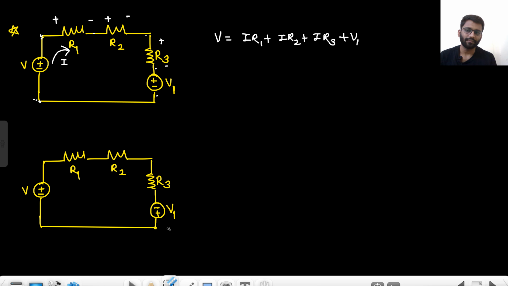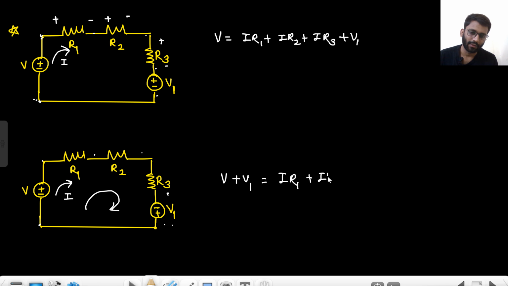Now in this question, let's start from here. V is positive. Now let me draw the direction. This is I. So V is positive. This will be negative. This will be negative. This will be negative. This will be positive. Right? We are moving like this. So from here to here: positive, negative, negative, negative, and positive. So positive ones will be on the left hand side of the equal sign. So V plus V1 equals IR1 plus IR2 plus IR3. Are you getting this point?